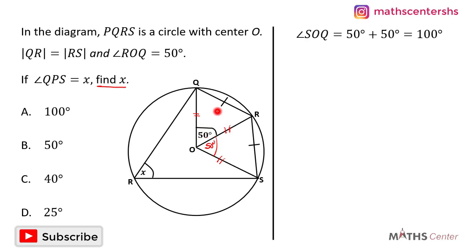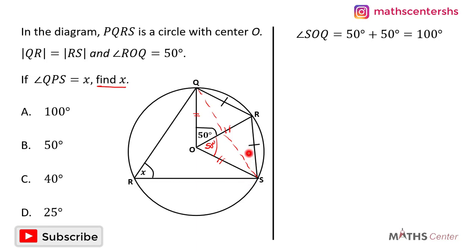So the angle SOQ will be equal to 50 degrees plus 50 degrees, which is 100 degrees. So the total angle formed here is 100 degrees. Let's join the point Q to the point S to get the chord QS. We now have the chord QS.